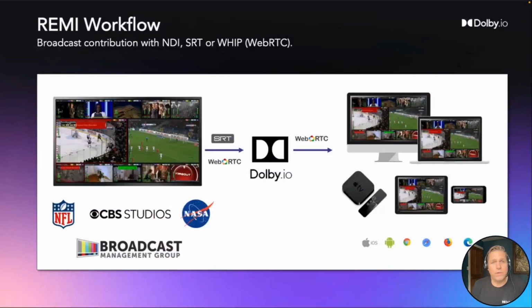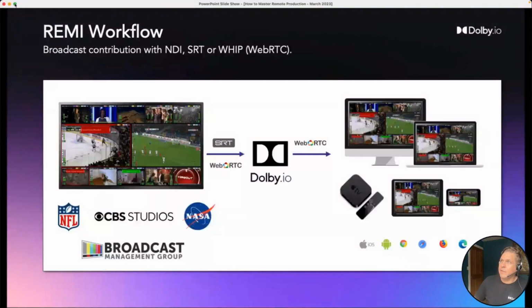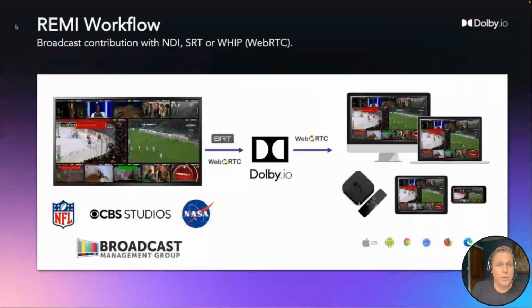And this is kind of what these REMI workflows look like. Sean's going to go through this workflow specifically for his company, Broadcast Management Group. But really what you're able to do is either get a destructive multi-view that comes out of your multi-viewer on set or in your REMI facility, and produce that, send that to Dolby I/O through SRT, RTMP, or even WebRTC through a protocol called WHIP that we developed. And then we're able to deliver that in WebRTC to all of these devices that I've mentioned. So that's kind of the typical REMI workflow that a lot of customers are using us for.